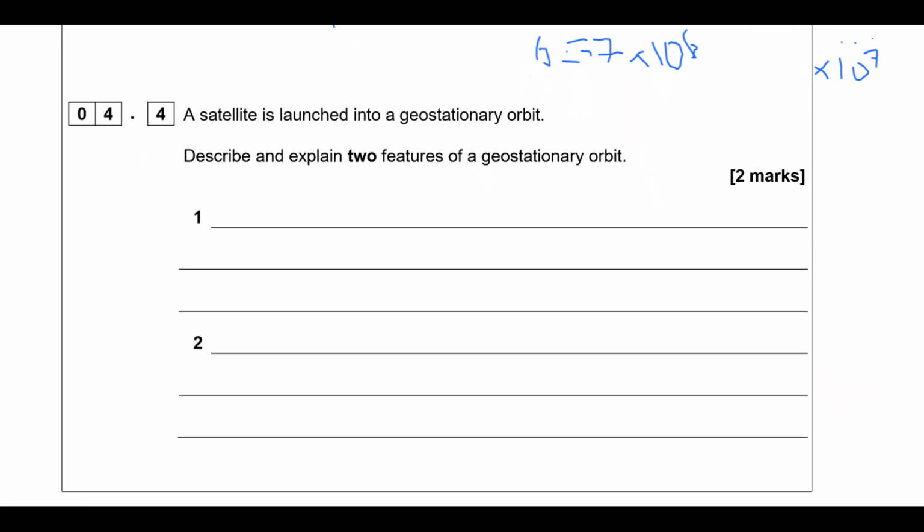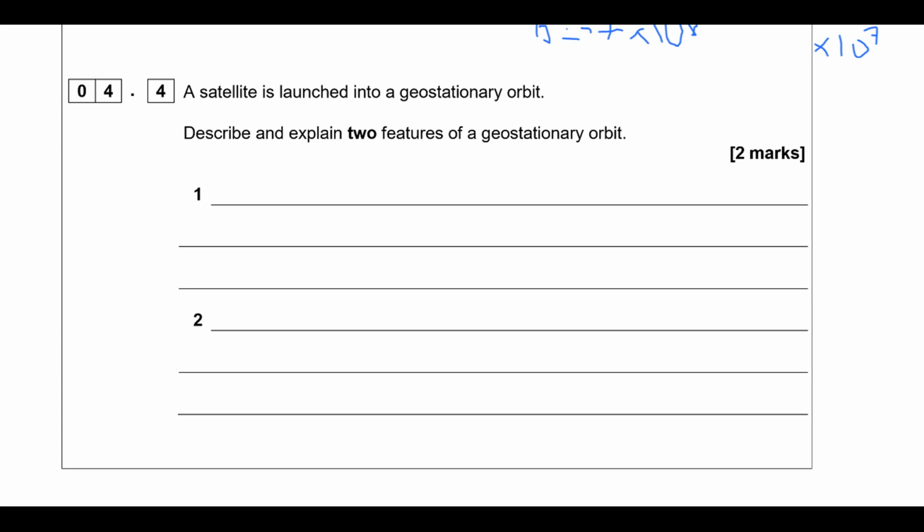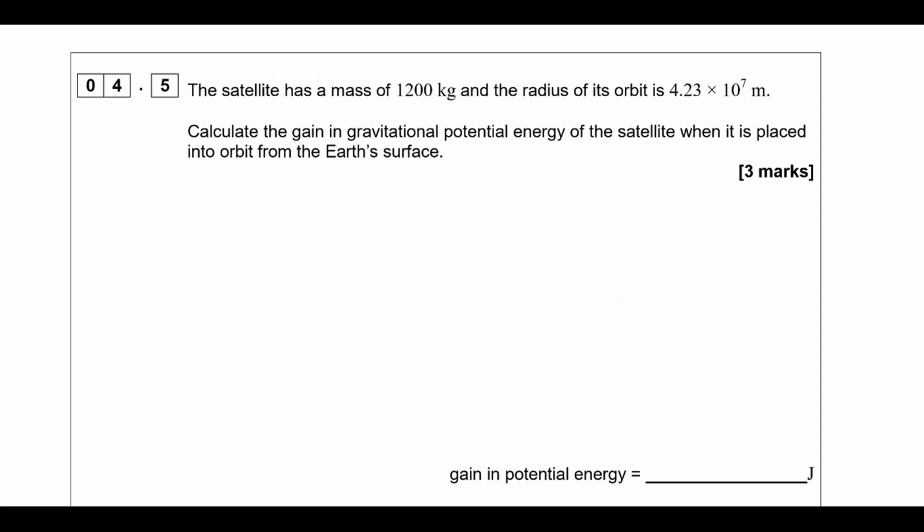Okay, so a satellite is launched into a geostationary orbit. Describe and explain two features of a geostationary orbit. So the orbit is above the equator, or in the plane of the equator, and it is always above the same location on the Earth, and it will also have the same time period as Earth, or the same angular speed as the rotation of the Earth. So let's put that down. Okay, so those are the two things that allow it to stay in a fixed location.